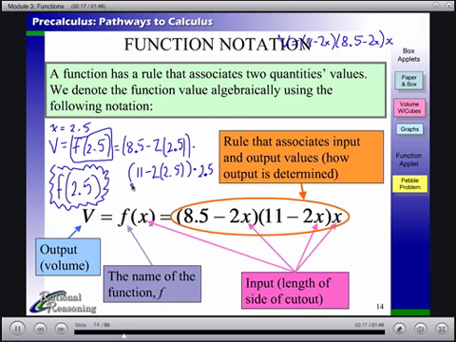It seems easy, but then you start working with it, and my experience is students have a lot of trouble with this, so that's why we're going slow. That is a number, f of 2.5. What number is it? The volume of what? Of a box when cutout length is 2.5.